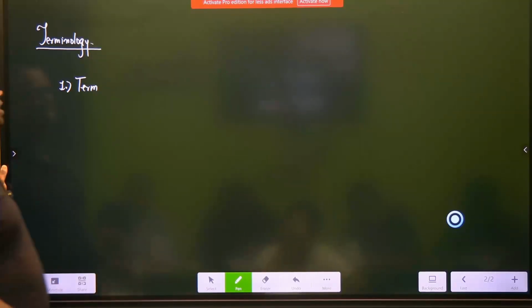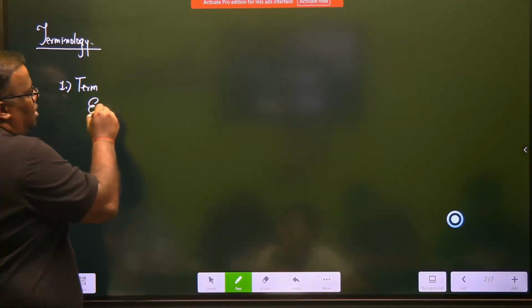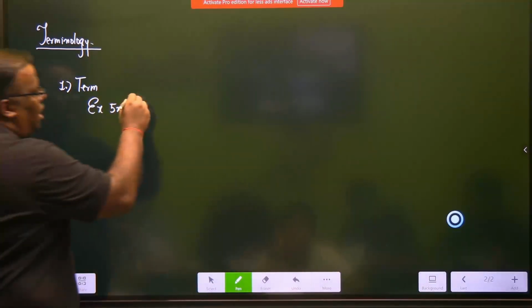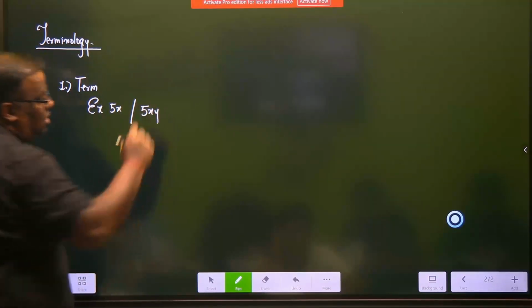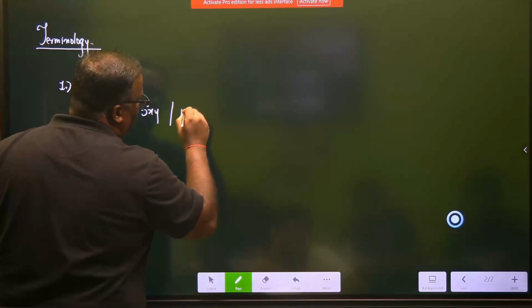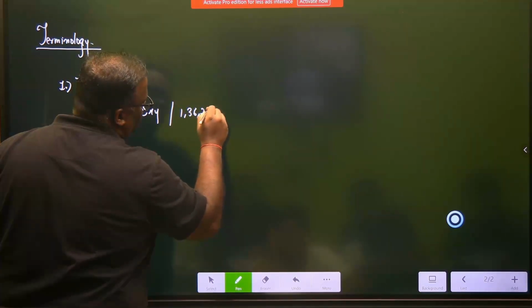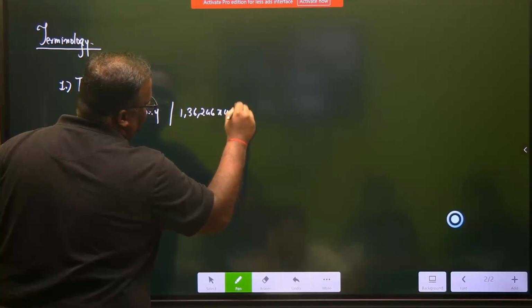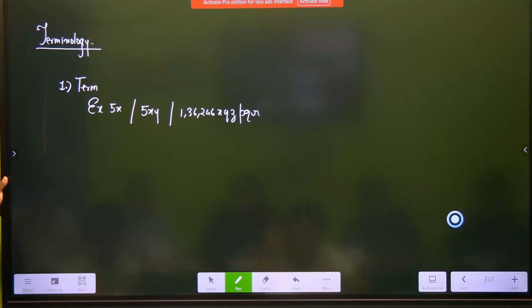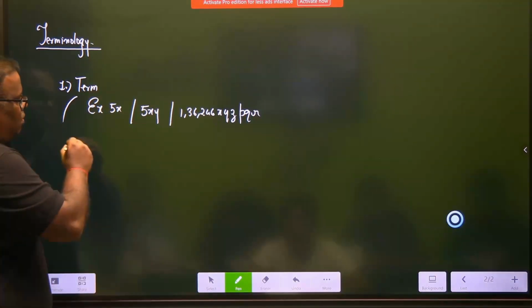What I mean to say is that, for example, 5x is a term. 5xy is also one term. Understood? 1,36,246 xyz pqr. This is also one term. समझ में आ रहा है? जब तक प्लस या माइनस नहीं दिखे, ये वन टर्म ही है. क्लियर? अब आते हैं. So based on terms, you have got some names.